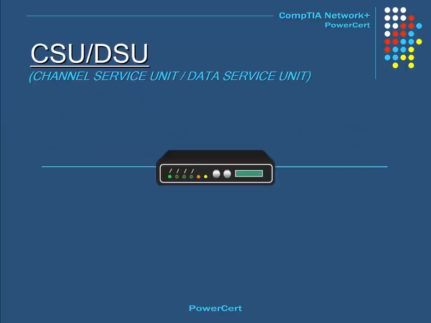Now this is a CSU-DSU. This is a device about the size of a modem, and what this does is that it converts data from a local area network to a wide area network. And this has to happen because the data formats between a LAN and a WAN are different.